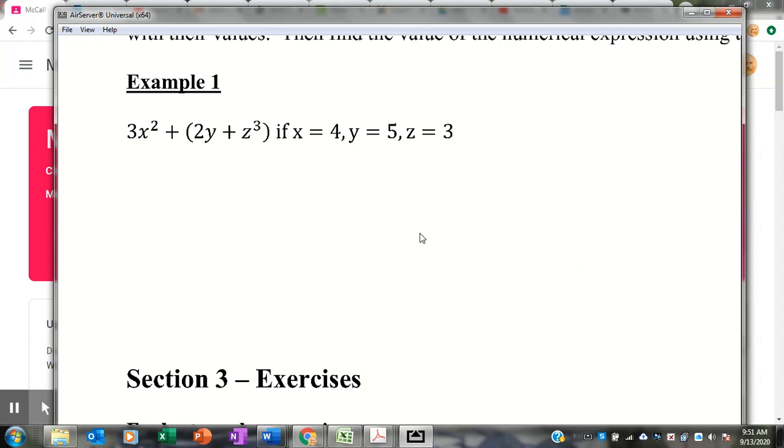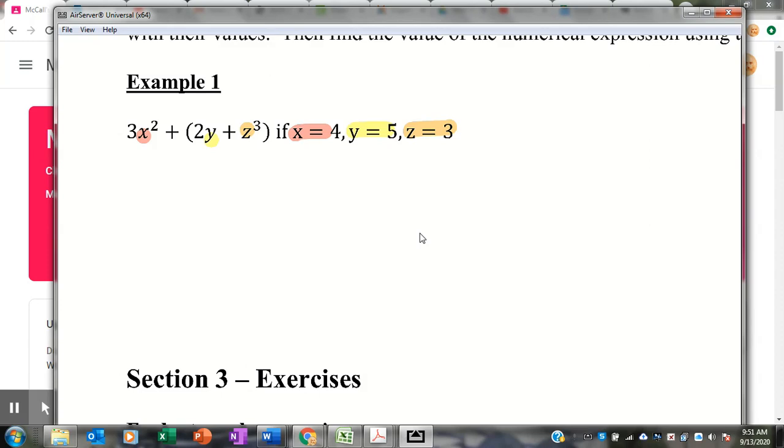So as you can see, we have x equals 4, y equals 5, and z equals 3. Each one of those needs to go into its respective place. I'm highlighting each part so you can see which variable goes where. So 4 needs to go in for x, 5 needs to go in for y, and 3 needs to go in for z.